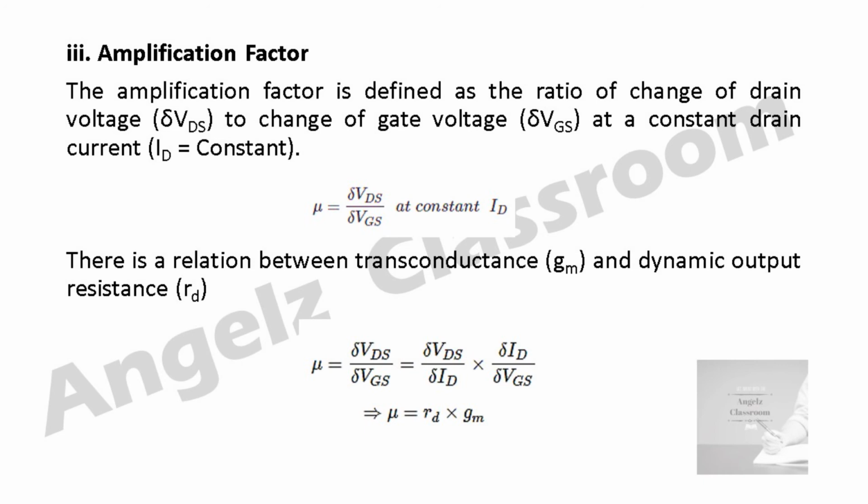So, there is a relationship between the transconductance and your dynamic output resistance. From your amplification factor, I am going to multiply and divide by your drain current. On multiplying and dividing this term, delta VDS divided by delta ID can be replaced as your drain resistance RD, and delta ID divided by delta VGS can be replaced by your transconductance term GM.